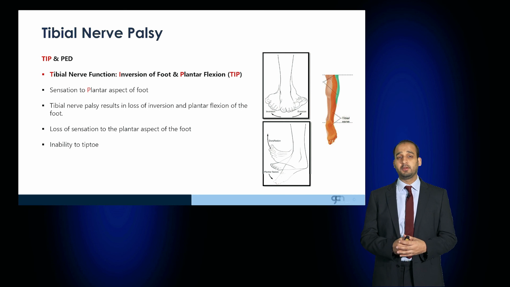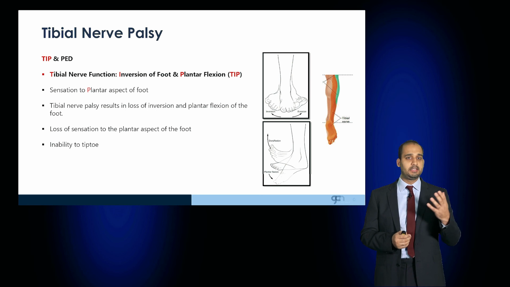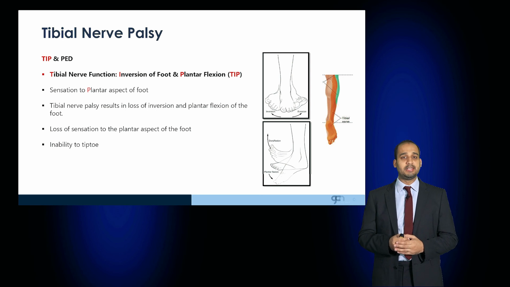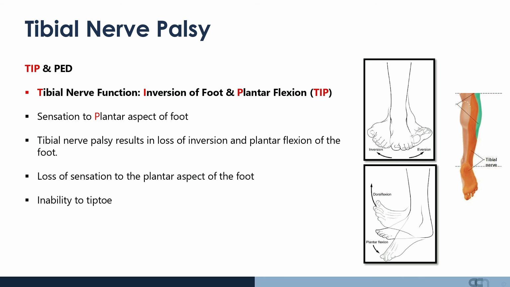We're now going to move on to the peripheral nerves of the lower limb. Let's focus on the tibial nerve and the common peroneal nerve. A useful mnemonic is TIP and PED. TIP for the tibial nerve, which is involved in inversion of the foot and plantar flexion. Sensation is to the plantar aspect of the foot.